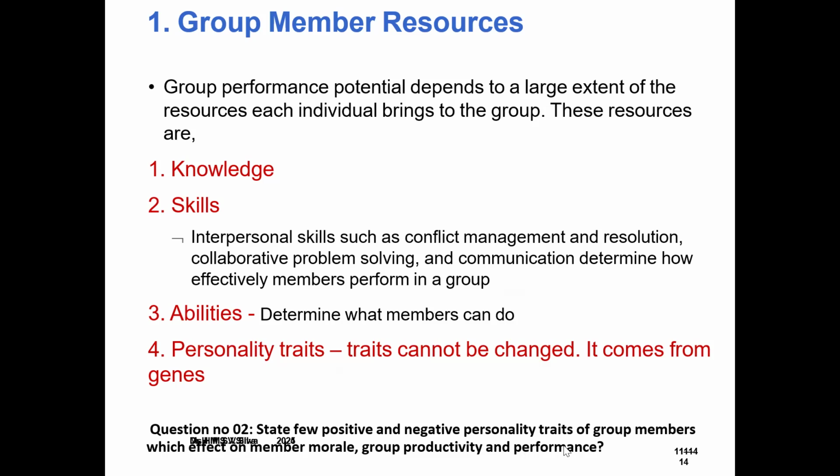Like positive personal traits, I will tell you one positive personal trait, like extraversion, outgoing behavior. Some people are very social. It's a trait. Negative personal traits mean like some people try to dominate other people. It's a negative personality trait. So you have to state two positive, two negative, and explain how these traits affect group member morale, productivity, and performance. Obviously, positive traits increase morale, productivity, and performance, but negative traits decrease the quality of the morale, productivity, and performance.